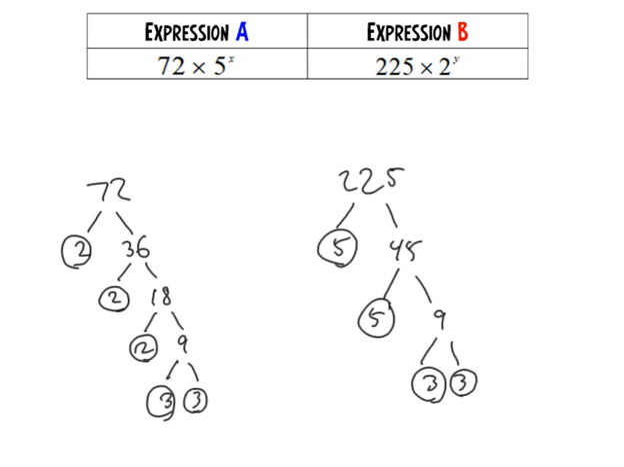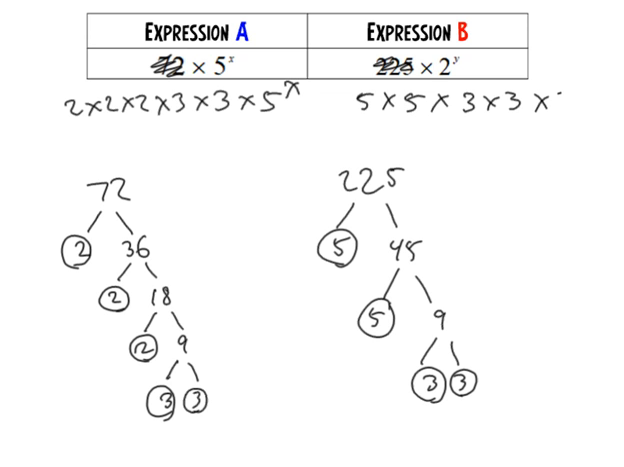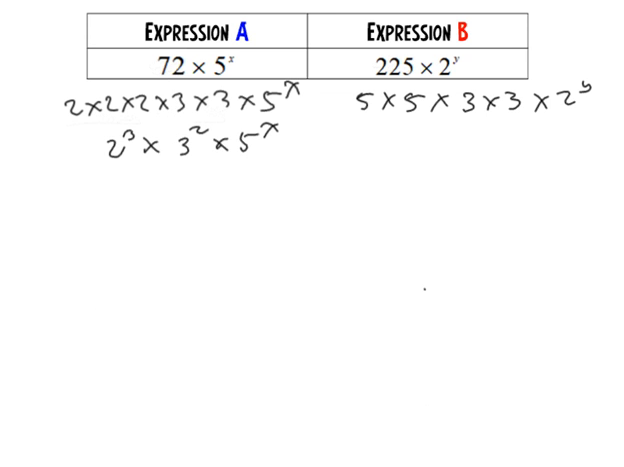So in other words, instead of saying 72, I can say 2 times 2 times 2 times 3 times 3 times 5 to the x. And instead of saying 225 times 2 to the y, I can say 5 times 5 times 3 times 3 times 2 to the y. Once we have it written that way, we realize this can be written as 2 cubed, and this as 3 squared. And over here, this can be written as 5 squared, because that's what 5 times 5 is, and 3 times 3 is 3 squared, times 2 to the y.